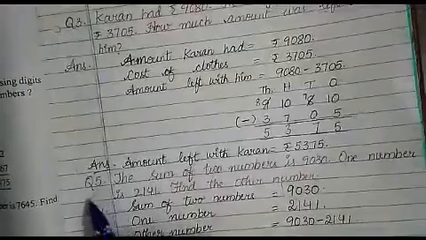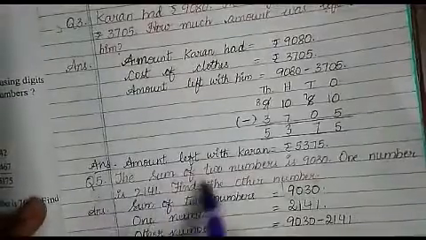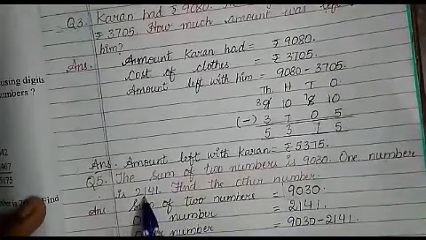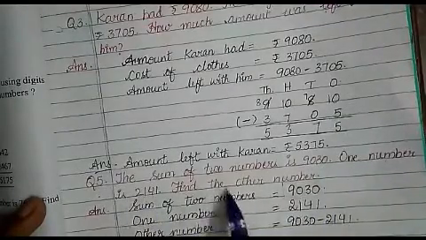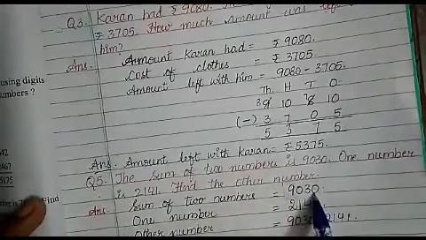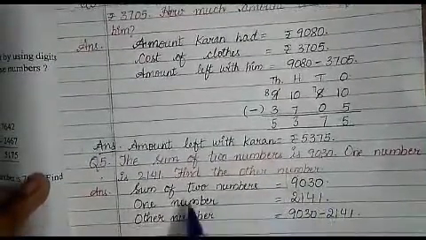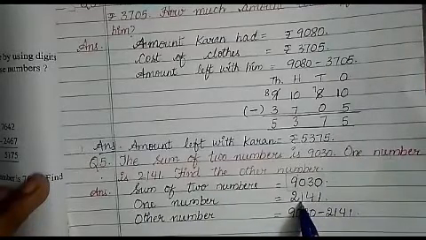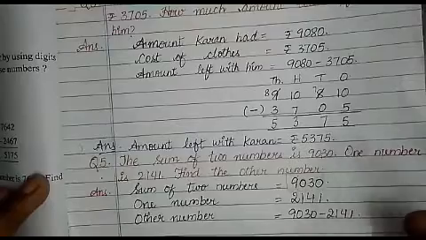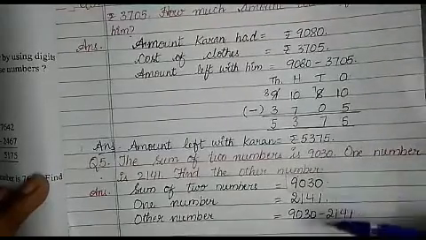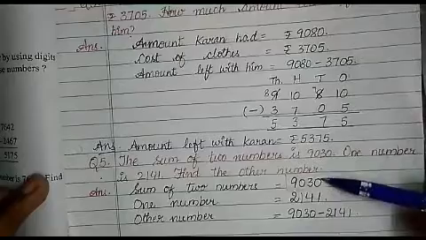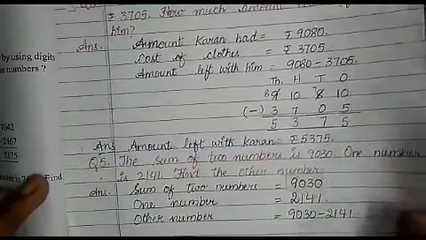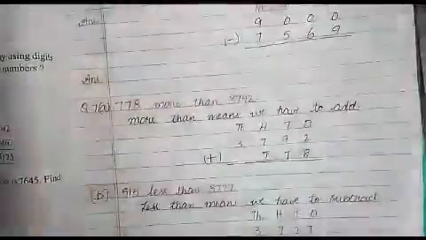Then we'll see question 5. The sum of two numbers is 9030. One number is 2141. So find the other number. The sum of two numbers is 9030. I wrote the statements also. One number is equal to 2141. So the other number we have to find. That is, when we subtract this from this, that means 9030 minus 2141, we will get the other number.